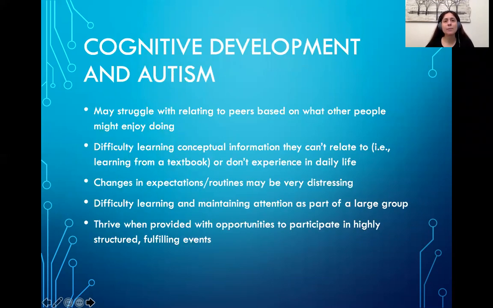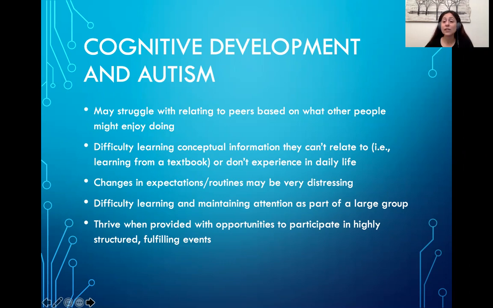There's a lot of overlap between autism and what is supposed to be happening cognitively at this time of development. First off, recall that children are already still pretty egocentric at this age and struggle with deductive logic. With autism, this intensifies, and they may struggle with relating with peers based on what other people enjoy, since they're fixated on what they enjoy. They may also struggle with learning things that are not concrete or that they haven't personally experienced. They're still kind of stuck in the sensory stage.